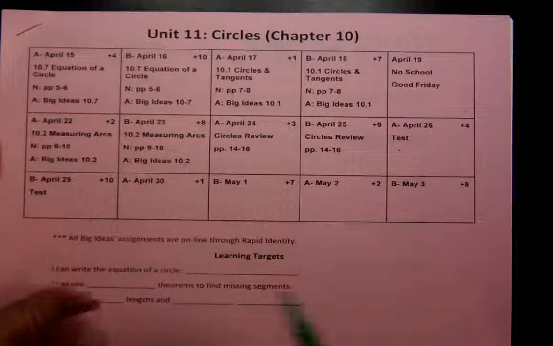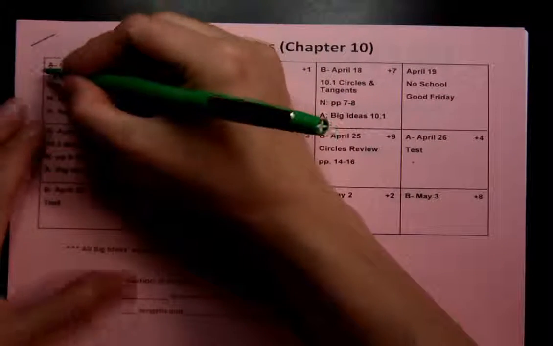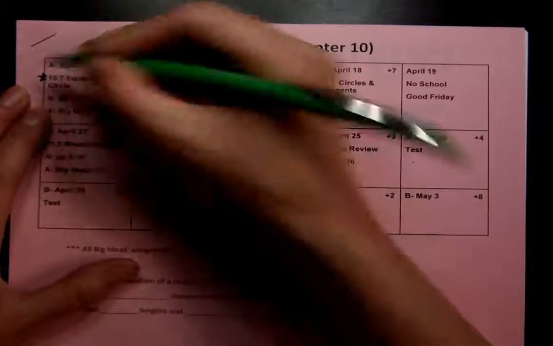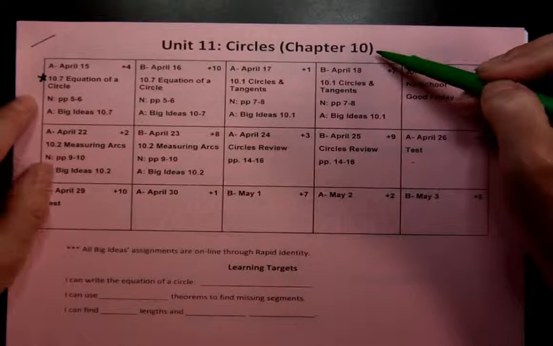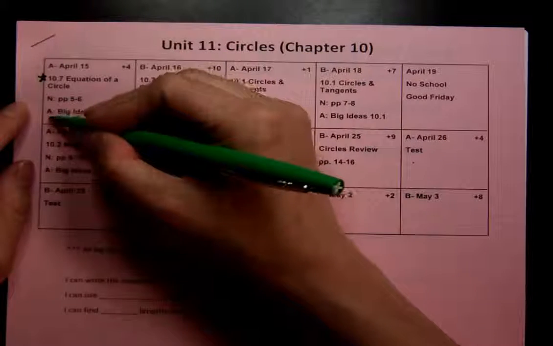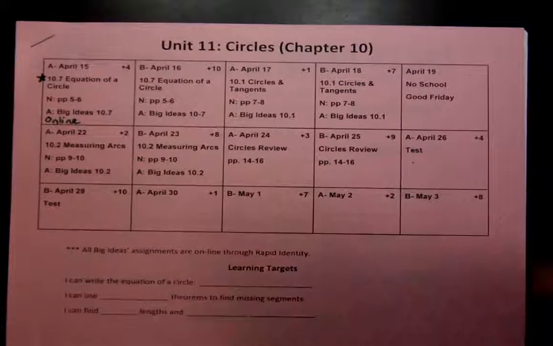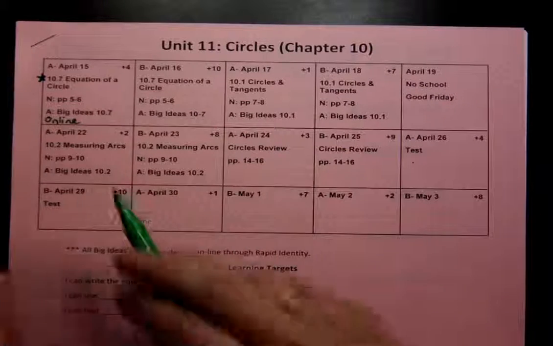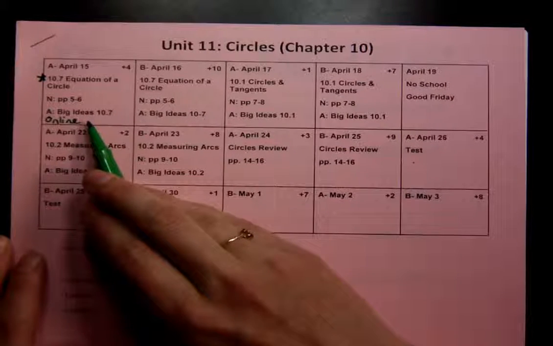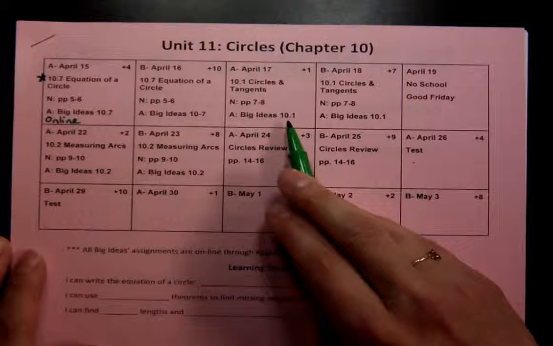All right, so just so you see, this is a pretty short unit. We have this lesson, and notice the numbering's a little different here. This is Unit 11, but it's Chapter 10, and we're doing all of our assignments online. They will be done in class, so if you don't have internet at home, that's okay. We're doing them in class. They're really short little online assignments we're doing with every unit. So we're doing Section 10.7 today, Section 10.1 on Wednesday.